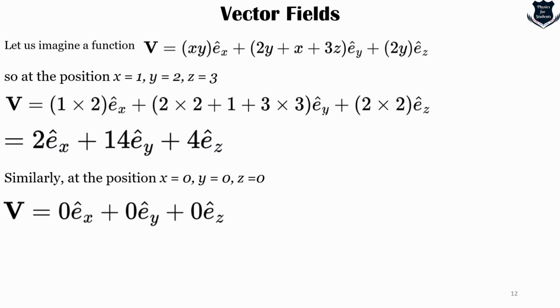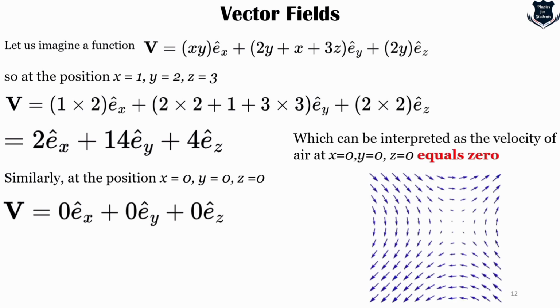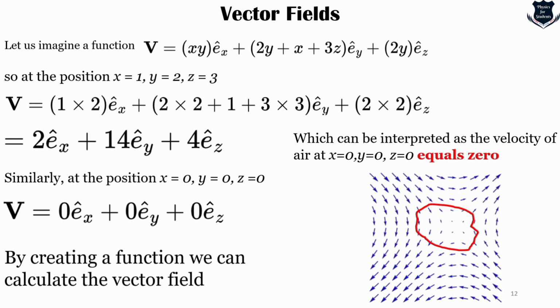If you put the position x, y, and z all equal to 0, then we get v equal to 0, which can be interpreted as the velocity of air being 0. It will be around this region, where x, y, and z almost come to 0. So finally, we can summarize that we have created a function through which we can calculate the vector field.